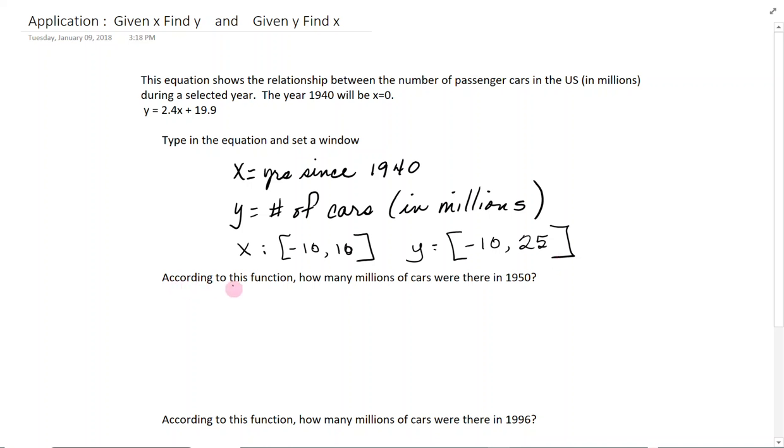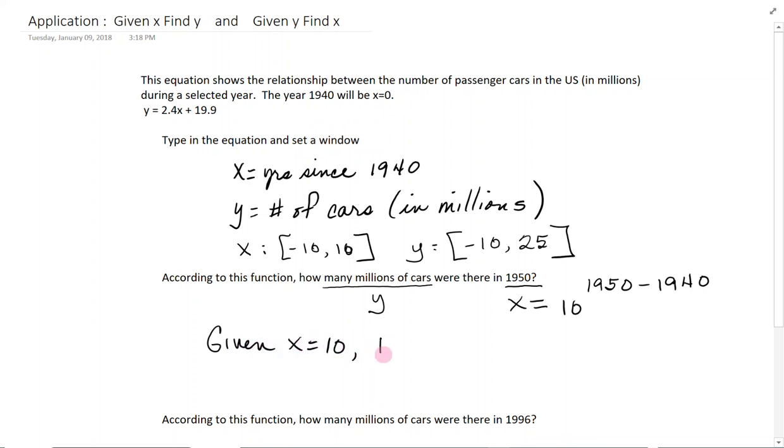All right, according to this function, how many millions of cars, now, how many millions of cars, that's y, were there in 1950? Now, that is almost x. x is 1950 minus 1940, or 10, because remember, in 1940, x will be 0. So in this problem, we are given x is 10, find y. How do we do that?